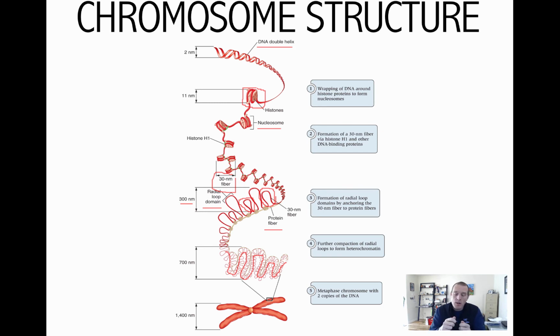And so the way we do that is we wrap it to start with around the histone, so that's one level of compaction, and then we loop that structure, and then we take those and loop those again. So you can do this with a rope.